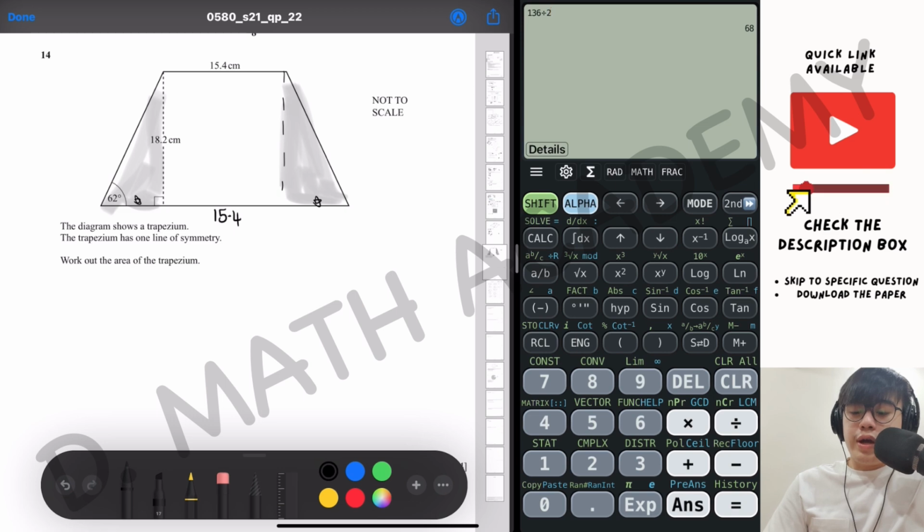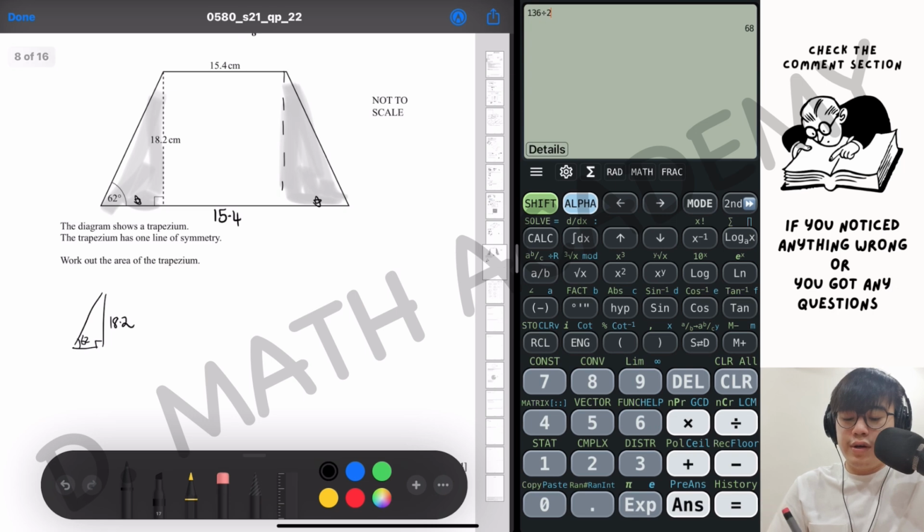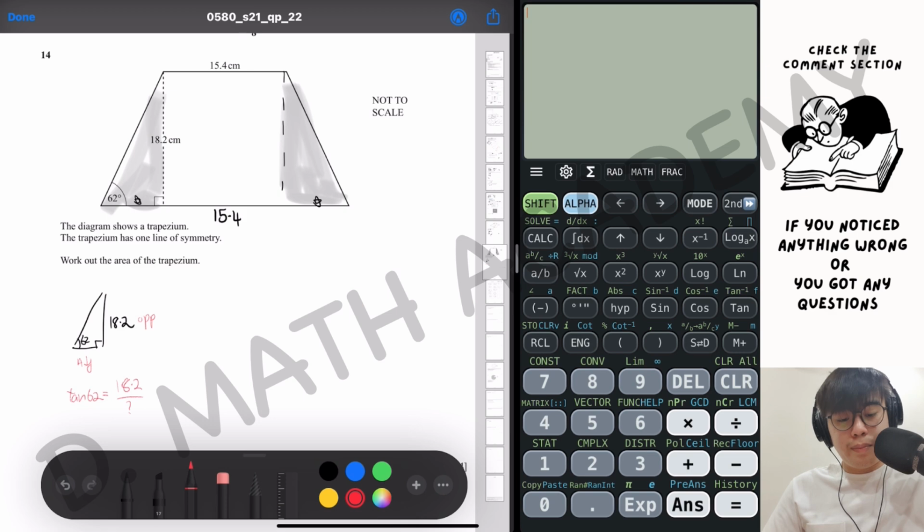So to work out the area of the trapezium, I will identify this specific part first. Over here, this is our adjacent, this is our opposite. So tan 62 equals 18.2 divided by our unknown here. Make sure you change your calculator mode into degrees before proceeding with your calculation.